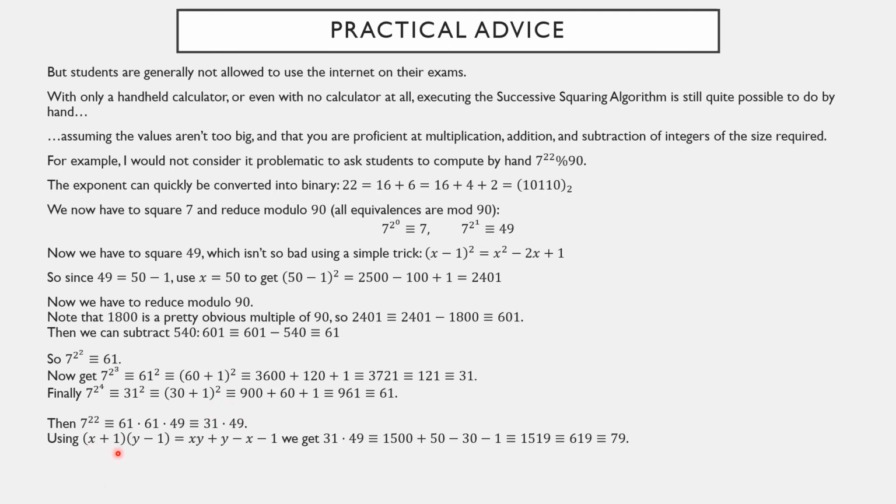Okay, (x plus 1) times (y minus 1) expands like this. So 31 is 30 plus 1, 49 is 50 minus 1, so 30 times 50 plus 50 minus 30 plus 1. Not so bad. We compute that to be 1519. Take away 900 to get 619. And then I just have to take away, let's see, 540 and be at 79.